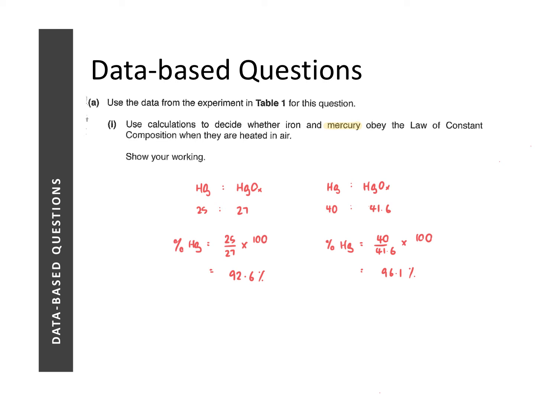For the first set of data given for mercury, if you calculate the percentage by mass, it is 92.6, and using the second set of data, it is 96.1. So that tells us that the percentage by mass of mercury actually varies from one sample to another. Therefore, the percentage by mass of mercury is different for different samples of mercury oxide, and therefore it doesn't obey the law of constant composition.